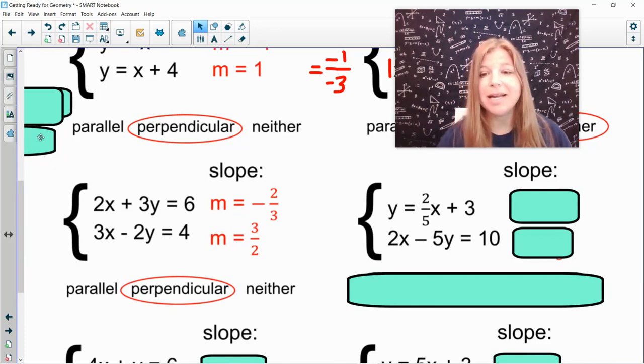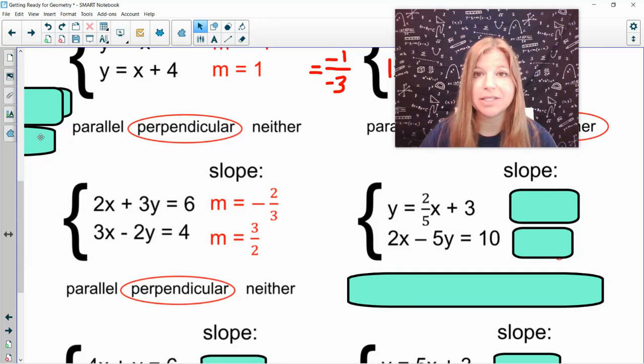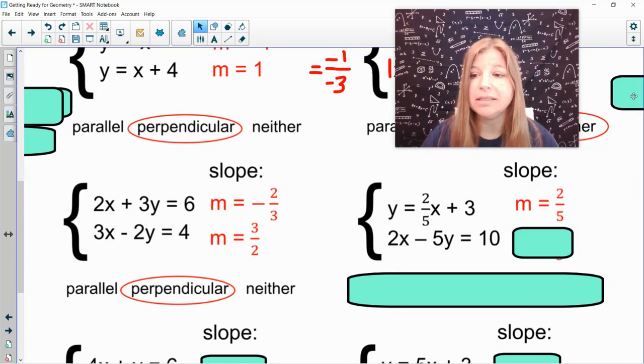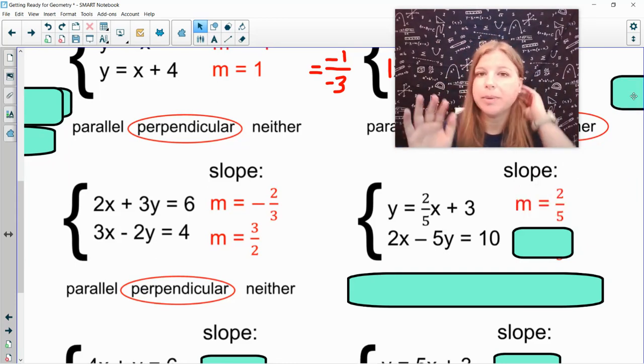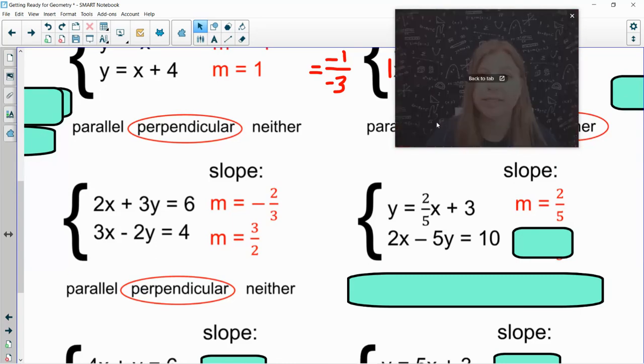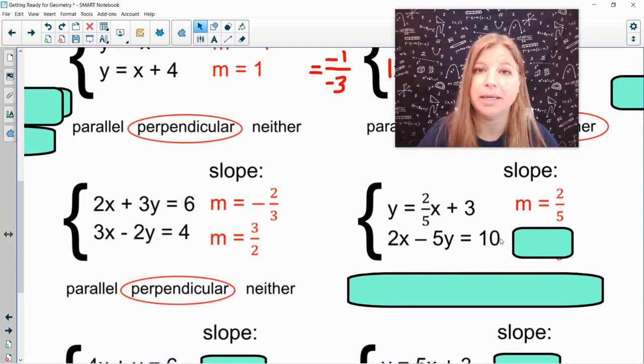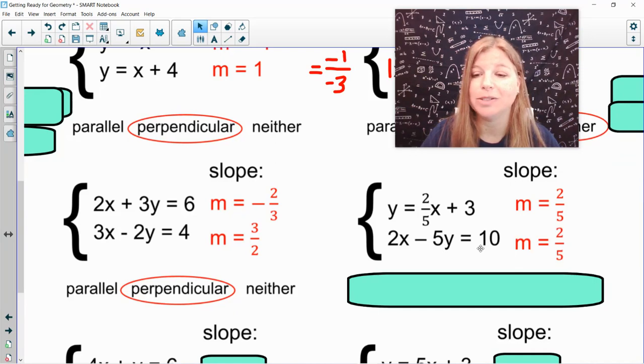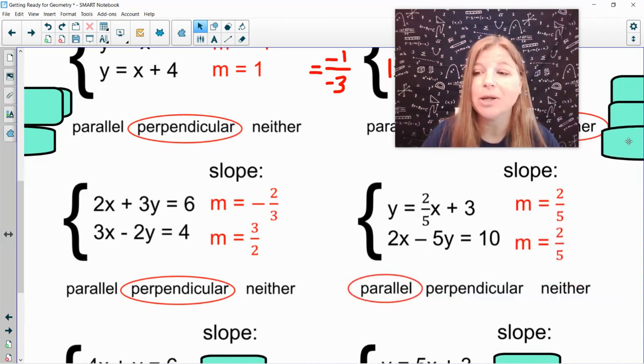Awesome. Next one, y equals 2/5 x plus 3. Slope there, easy. 2/5, no big deal, right? Slope-intercept form is so easy to see the slope. Next one is in standard form. So if I set up my little quick equation of negative a over b, it would be negative 2 over negative 5. A negative divided by a negative is a positive, and so that would also be a positive 2/5 slope. Parallel lines have the same slope, so that would mean that those two lines would be parallel to each other.